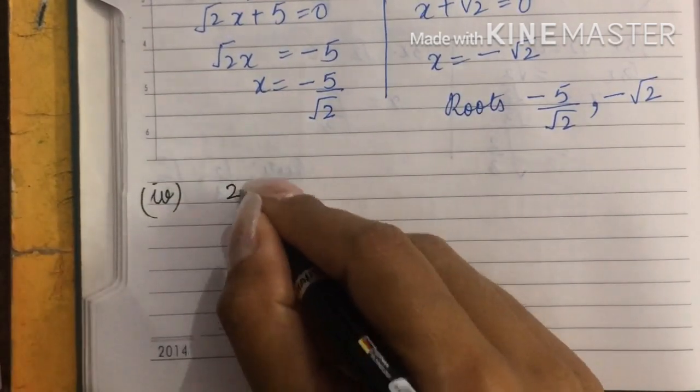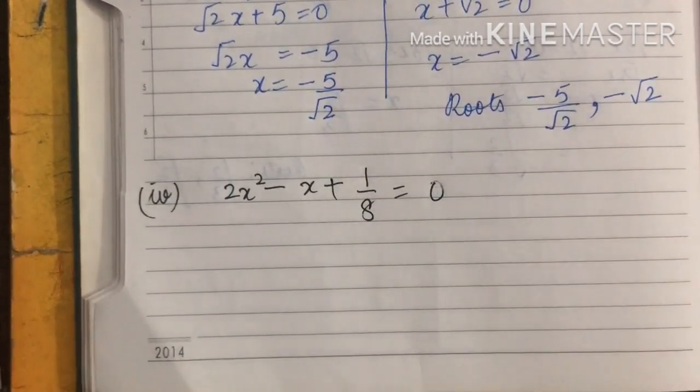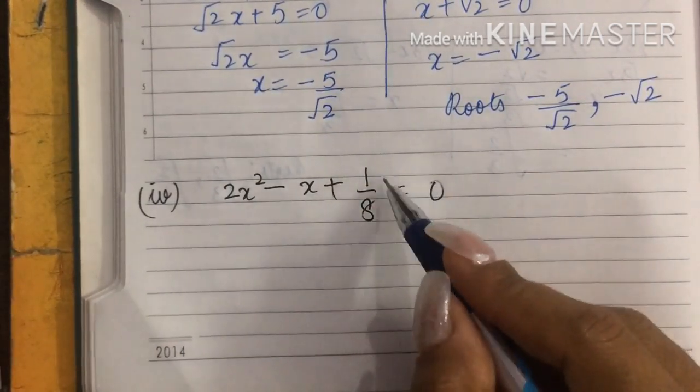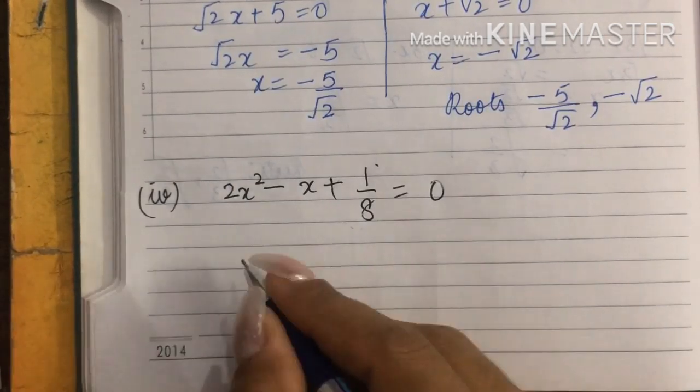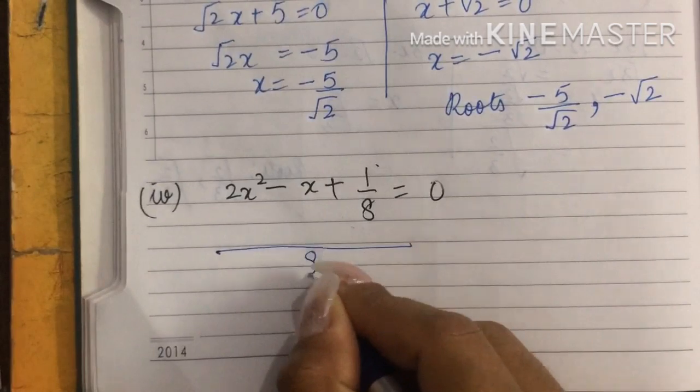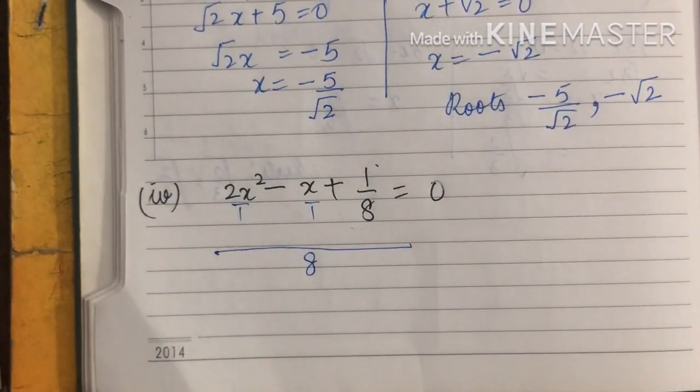Fourth part is 2x square minus x plus 1 by 8 equals to 0. Now this contains a fraction. So what I can do is, before I solve, I will take the LCM so you don't have to deal with fractions. Taking the LCM throughout, it will be 8. Over here it's 1, it's 1.